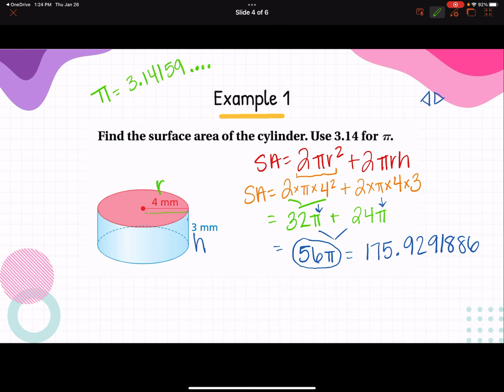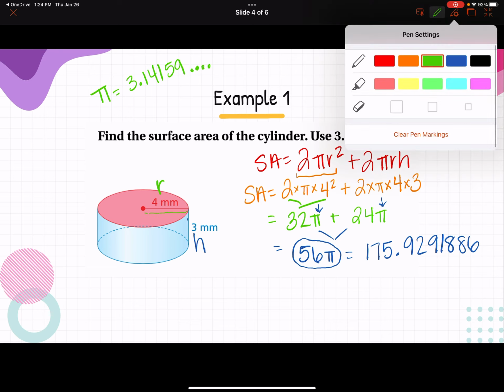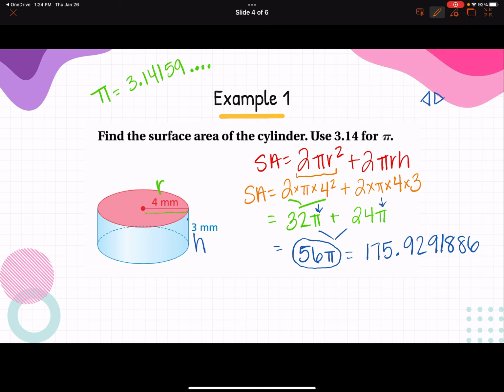But I want to round that to the nearest thousandth. So that is 3 decimal places. So I'm going to look at my decimal point. This is 3 decimal places right here, so I would cut it off here. You do need to look at the number after. Mine is 1. And make sure it's not 5 or bigger, because if it is 5 or bigger, you're going to have to round up. Mine is not, so my answer is just 175.929, and then millimeters squared, because this is surface area.